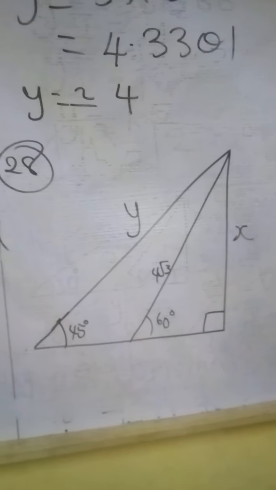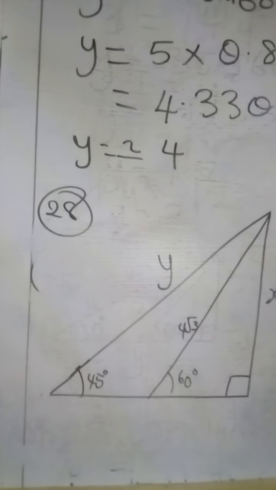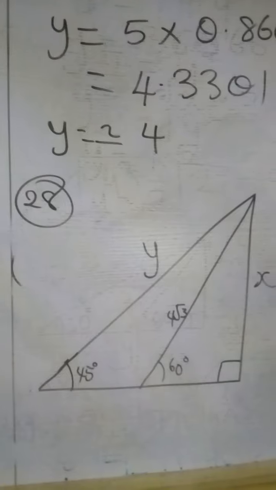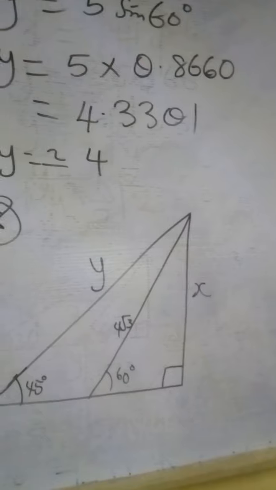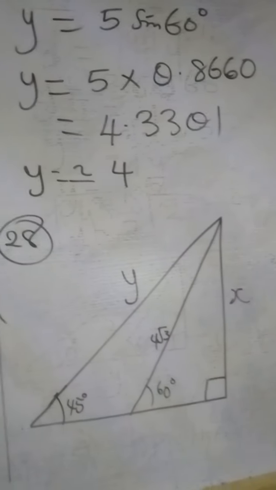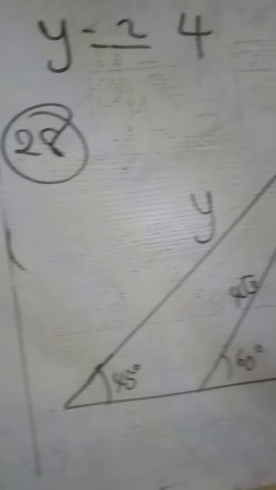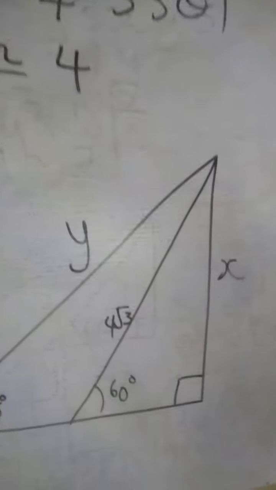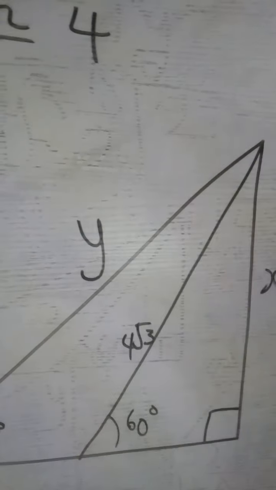Looking at question 28, it's also a compound triangle, consisting of 2 triangles. The first triangle, that's the bigger triangle, has side y, which is this, side x, and an unknown side. While the smaller triangle has side x, side 4 root 3, and an unknown. So I can find my x first using what is known in the smaller triangle.